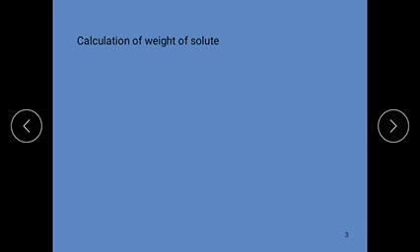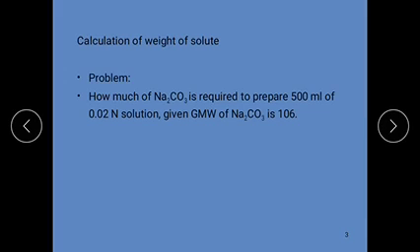Now we have to discuss some other methods to calculate the weight of the solute in normality-containing solutions. First of all, one problem relevant to the calculation of the weight of the solute in a normal solution: how much sodium carbonate is required to prepare 500 ml of 0.02 N solution, given the gram molecular weight of sodium carbonate is 106?